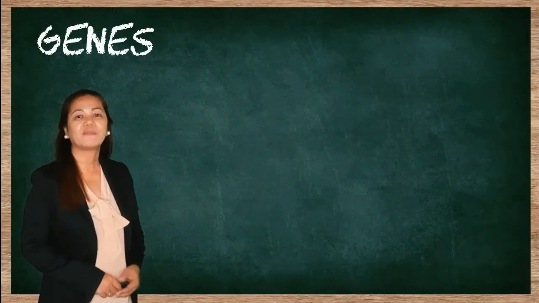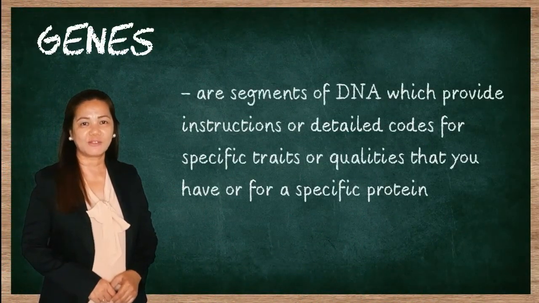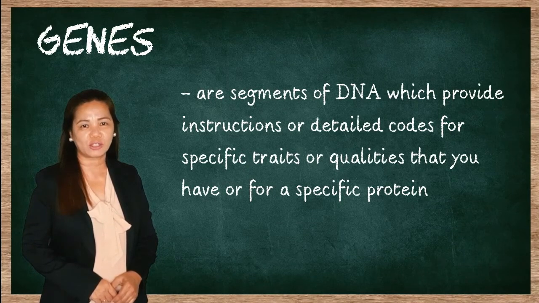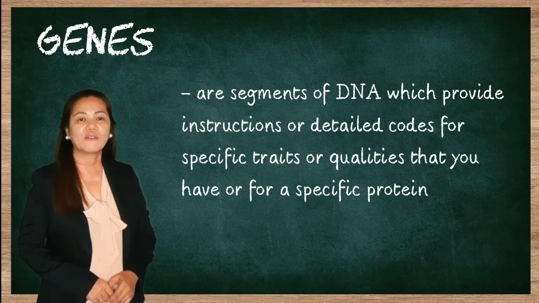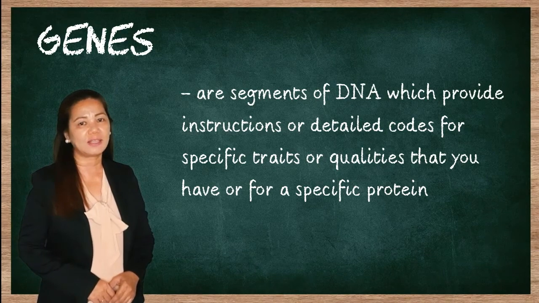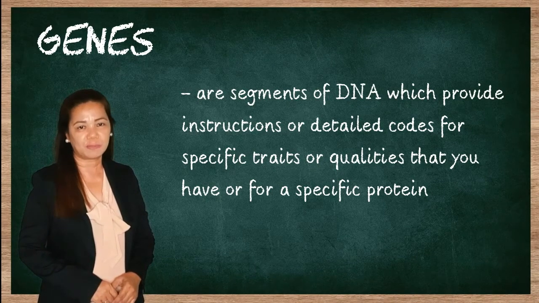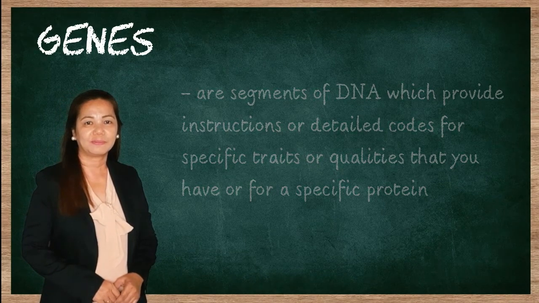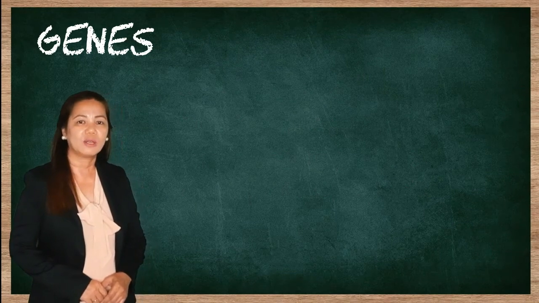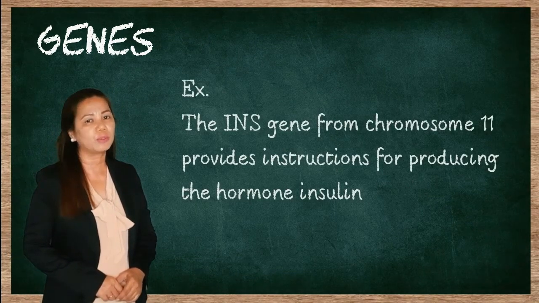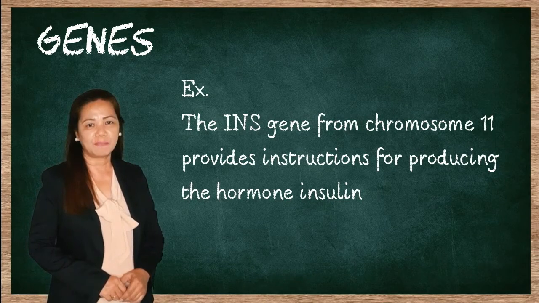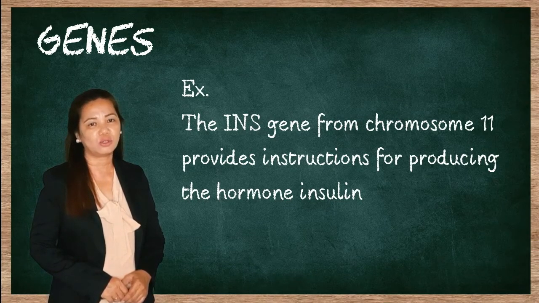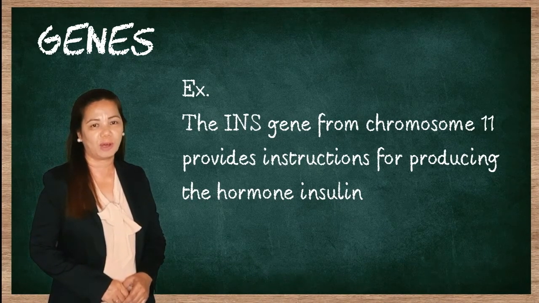Genes. Genes are segments of DNA which provide instructions or detailed codes for specific traits or qualities that you have or for a specific protein. For example, one gene will code for the protein insulin, which is important in helping your body to control the amount of sugar in your blood.